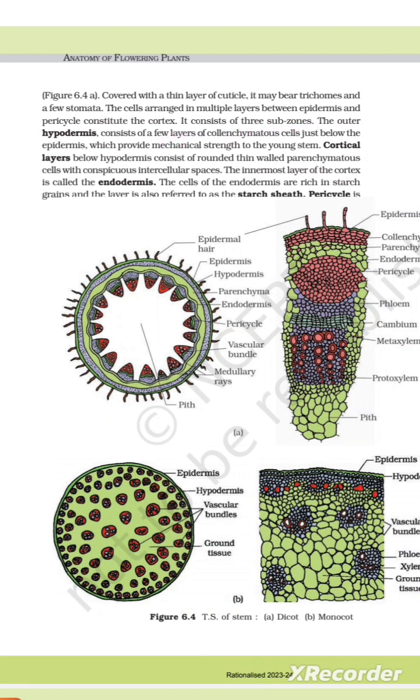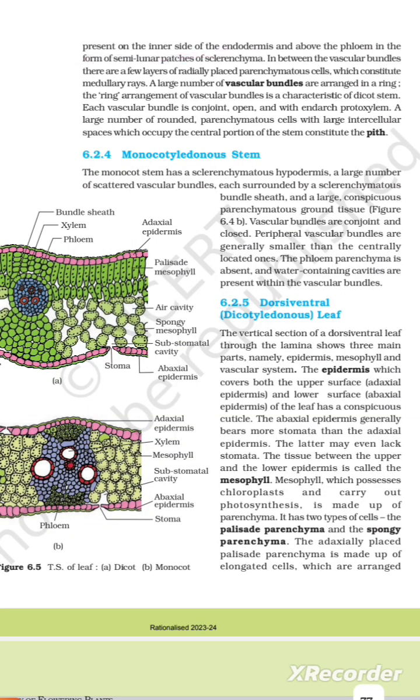The outer hypodermis constitutes a few layers of collenchymatous cells just below the epidermis, which provide mechanical strength to the young stem. The cortical layer below the hypodermis consists of rounded thin-walled parenchyma cells with conspicuous intercellular spaces. The innermost layer of the cortex is called endodermis. The cells of the endodermis are rich in starch grains and the layer is also referred to as starch sheath. Pericycle is present on the inner side of the endodermis and above the phloem in the form of semi-lunar patches of parenchyma.